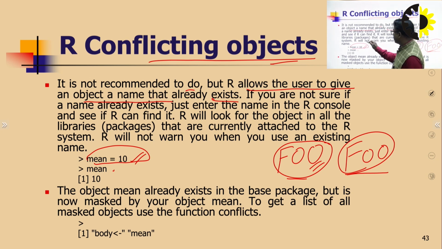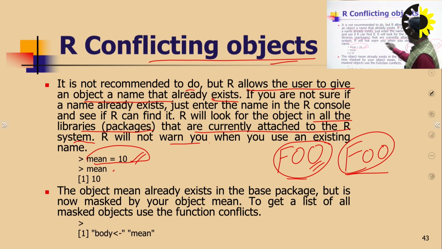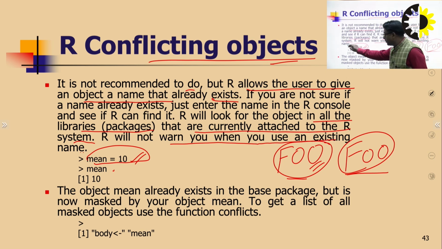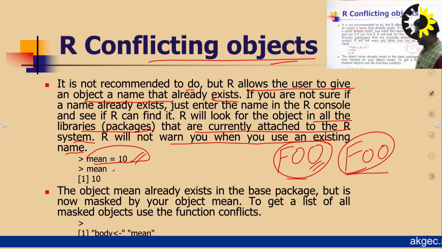Again, if you see here, R will look for the object in all the library packages that are currently attached to the R system. R will not warn you when you use an existing name. This is the best feature of this R programming. It means a certain function already exists with that name, but the user writes the same name and it is utilized differently in that program. There is no warning from the R programming system, and it can be done very efficiently and effectively. That's why it is a very good programming language, we can say.